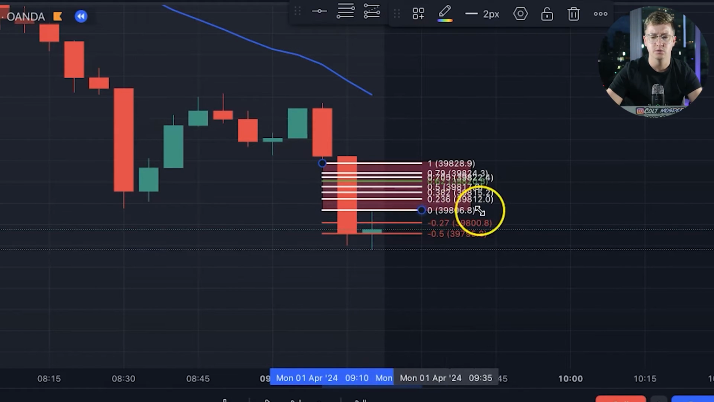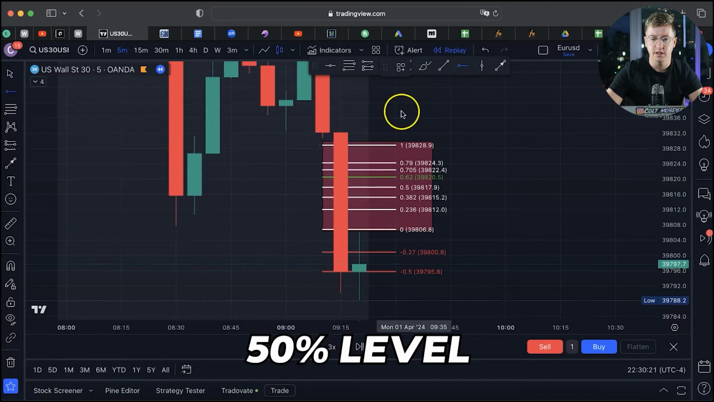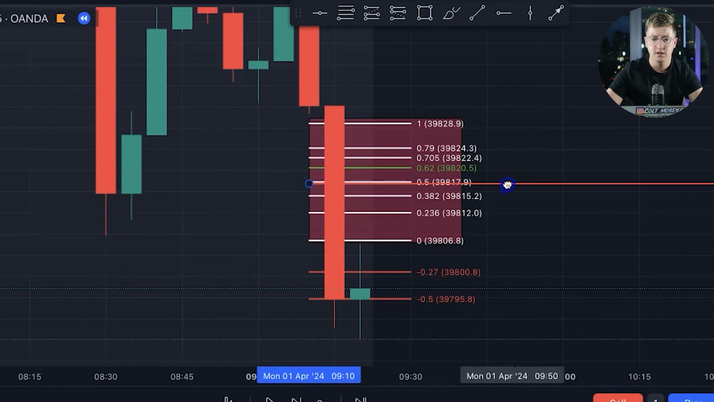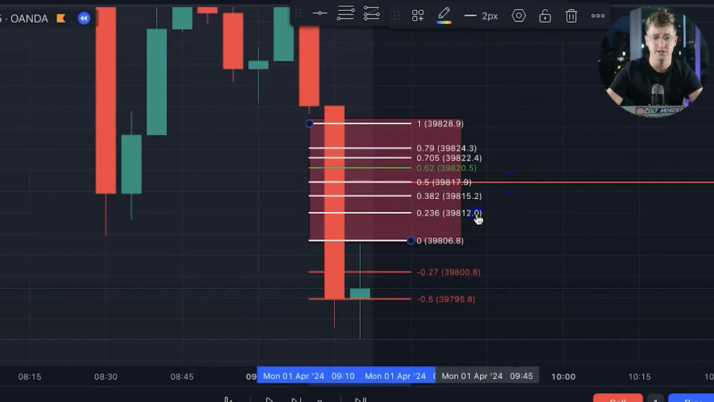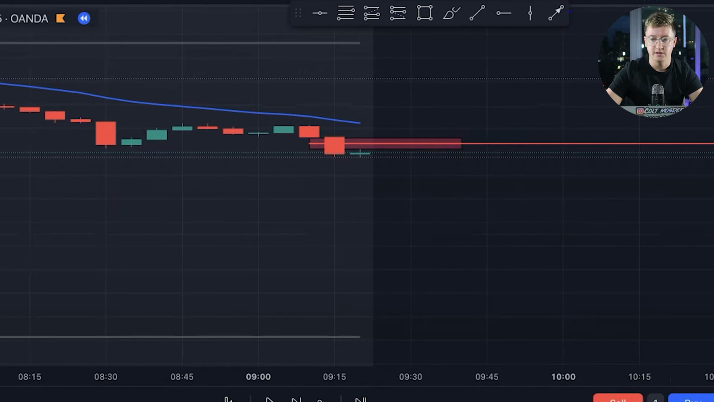It doesn't matter the high or low what you do. And what we're overall doing is we're looking for that 50% level. So we see our 50% level right here. And you kind of do want to be precise. So this right here is how we could enter this fair value gap.